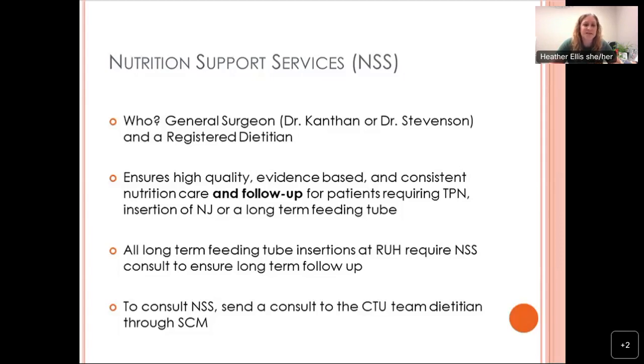Sometimes you might see that the physician will write an IR insertion of a tube without a nutrition support consult in the chart. Radiology will actually ask for the nutrition support consult before they place any tubes. So if you see that that has happened, feel free to send a consult to the dietitian through SCM, the normal way that you would for any nutrition consults, and just write NSS consult, please, and we'll be able to prioritize that.